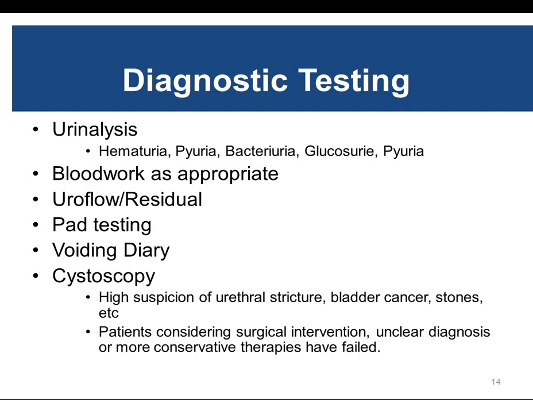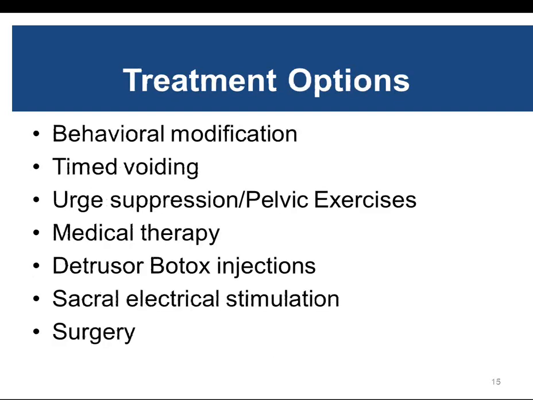If you're wearing pads, we may ask you how many pads you're wearing, and sometimes we may even ask you to bring your pads in and weigh them. We may ask you to fill out a voiding diary. That is exactly what it sounds like. It's a very simple piece of paper that you record how much you go and how often. And then at times we may do what's called a cystoscopy, where we take a look inside your bladder to assess your bladder health.